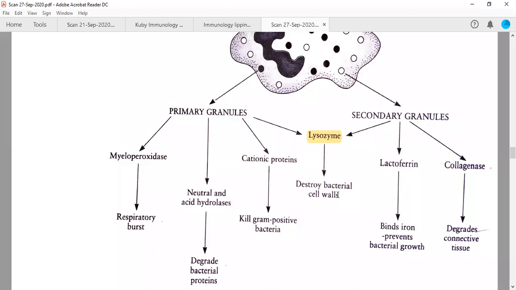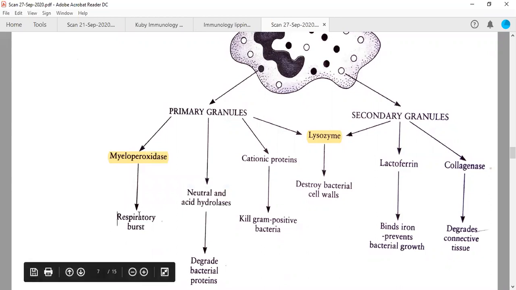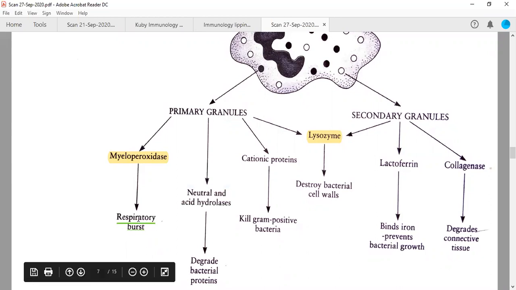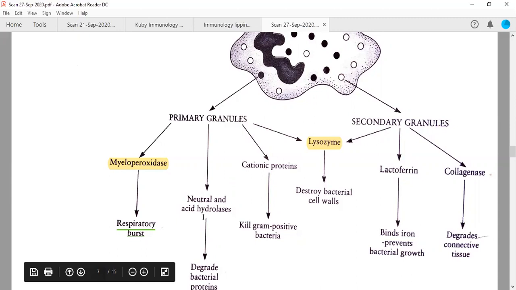But primary granules have the myeloperoxidase enzyme, which is very important for production of reactive oxygen species, right? The process by which the reactive oxygen species are produced is called respiratory burst. So the myeloperoxidase enzyme is very important in this pathway. Then they have some neutral and acid hydrolases, which will degrade peptides and proteins present in the bacterial cells.